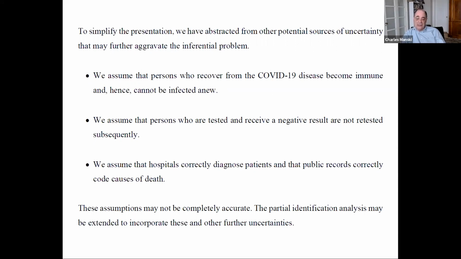Third, and this can matter, we're assuming that hospitals correctly diagnose patients and that public records correctly code causes of death. There's been some concern on that as well, particularly about understating deaths from COVID because of people dying at home who never get tested. So those assumptions may not be accurate. Francesca and I know how to incorporate them. We could redo our analysis allowing uncertainty about those, but we wanted to keep this fairly transparent. We didn't actually do it in the paper.